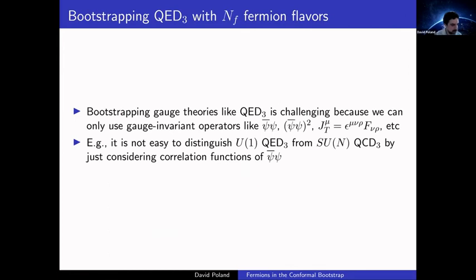Okay, let me just briefly say one thing about one other application, and then I'm done. Another interesting target for Bootstrap techniques is 3-dimensional QED coupled to some number of fermion flavors. This is a bit tricky from the Bootstrap perspective because you can basically only use gauge invariant operators like psi bar psi or F mu nu, which dualizes to a current, the topological current. And so that makes it hard to have any direct access to the gauge group, and it's not so easy to distinguish QED from QCD just by thinking about gauge invariant operators.